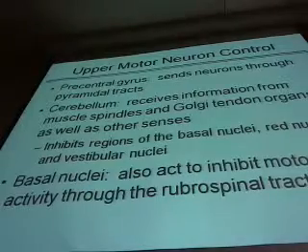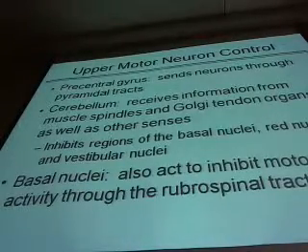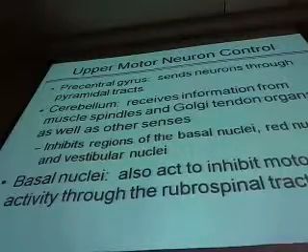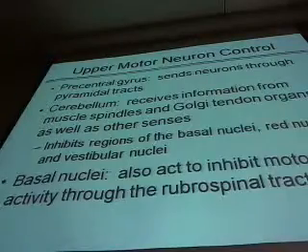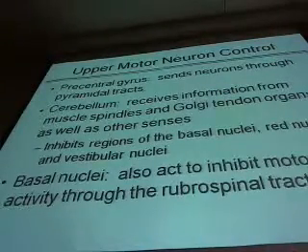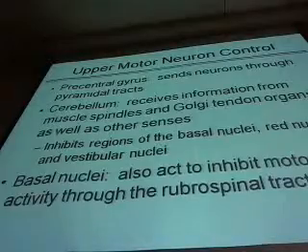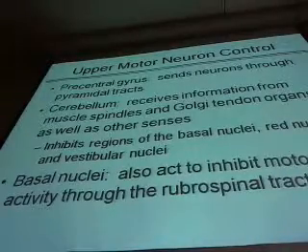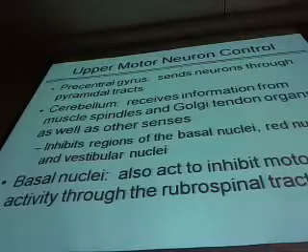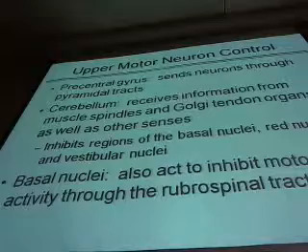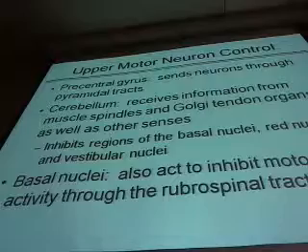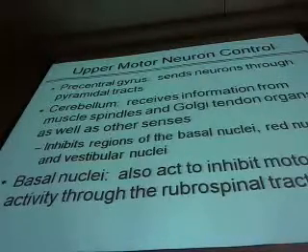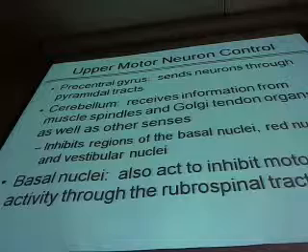Upper motor neuron control: precentral gyrus through the pyramidal tracts. The cerebellum receives information from the muscle spindles about position, postural type information, and from the Golgi tendons, how much your muscles are doing, where they're at. It inhibits a region of the basal nuclei, the red nuclei, and the vestibular nuclei. The basal nuclei also act to inhibit motor activity through the rubrospinal tract, and we will get back to that later.